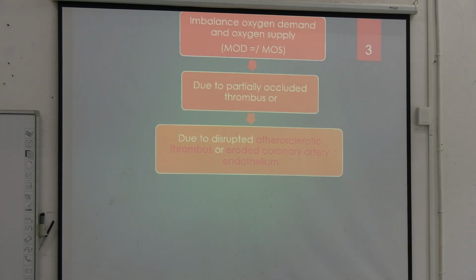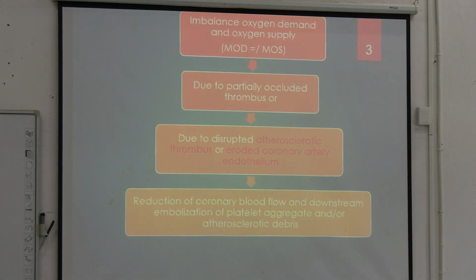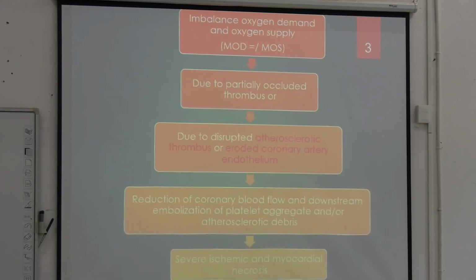Okay. What is atherosclerosis? I will discuss it in detail in the next few minutes. So, what happens is that there is a reduction in the coronary blood flow and downstream embolization of platelet aggregate and/or atherosclerotic debris that lead to severe ischemia and myocardial necrosis. Okay.